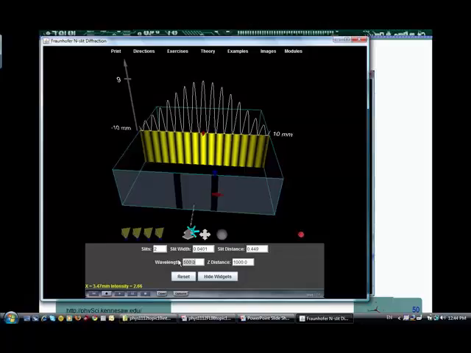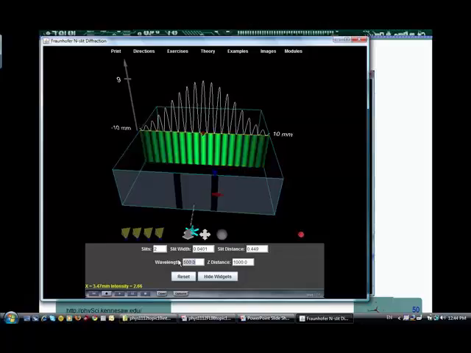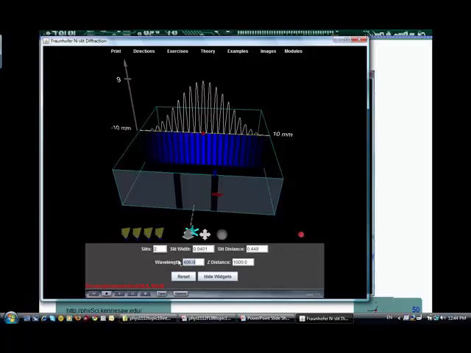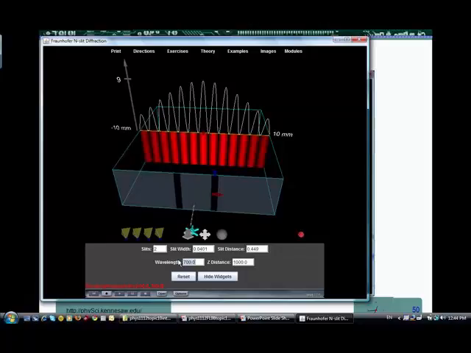500 is going to give us green light. 300 is going to give us actually 400. I went too far. 400 is going to give us blue light. Now 700 is going to give us red light. That's the limits for the simulation. It gives us light from 400 nanometers to 700 nanometers for red.